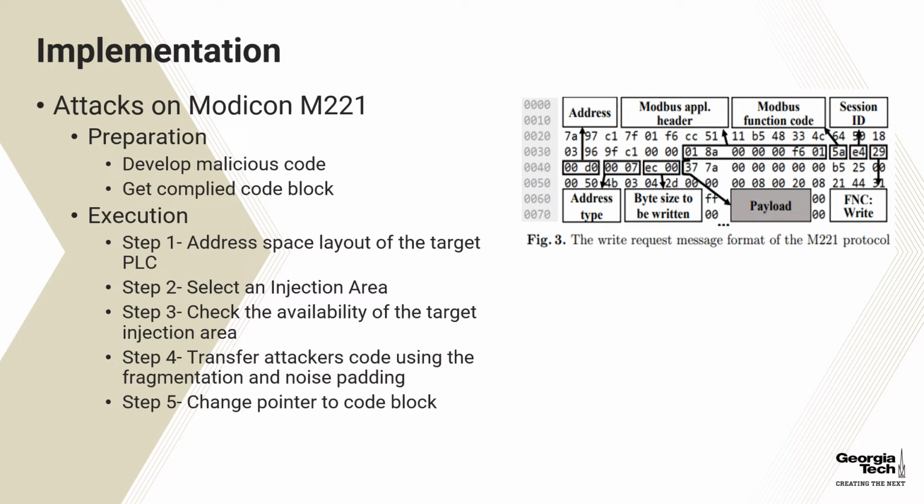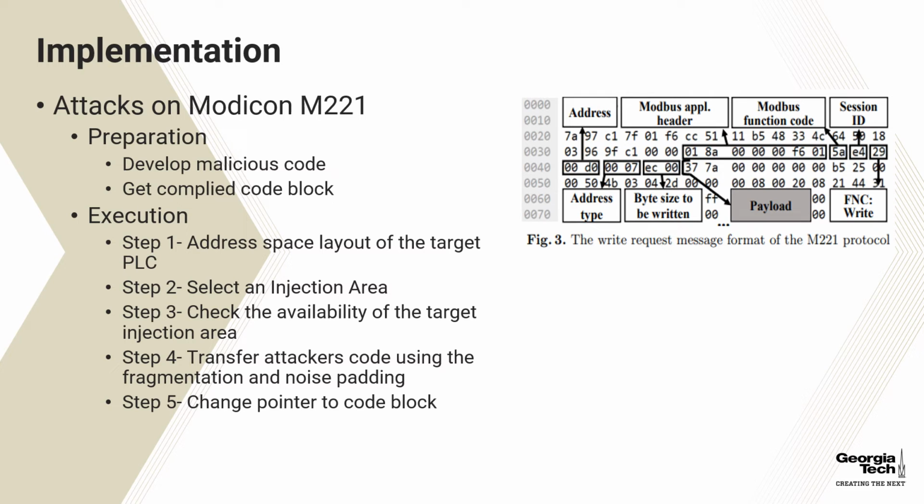In preparation of the attack on the Modicon, malicious code was developed and then the compiled code block was obtained. This was accomplished by monitoring packet transfer for normal operation, download, and then assembling logic code packets discovered by the address fields of write request messages, as seen in figure 3 to the right.